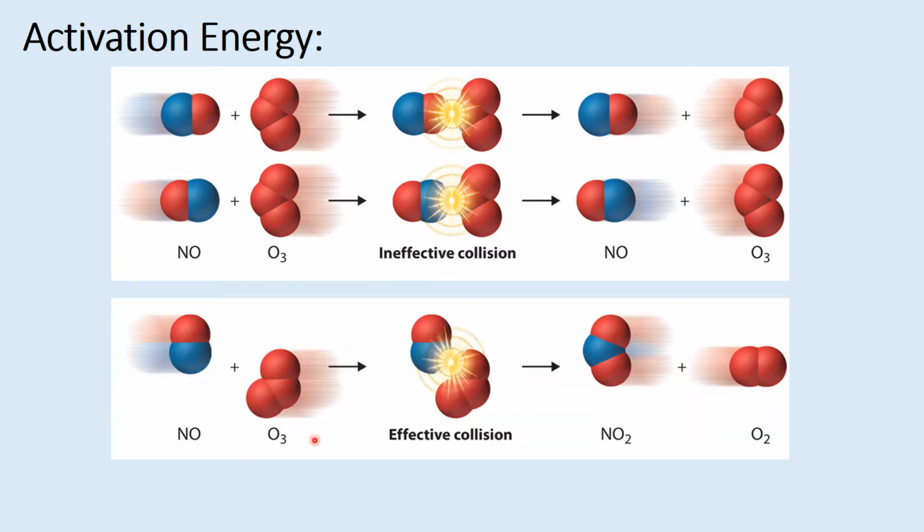Obviously, possibility number two is that there is enough energy here to break those bonds, and then those nitrogen and oxygen atoms can recombine and form the products, which in this case are NO2 or O2, and that is an effective or successful collision.